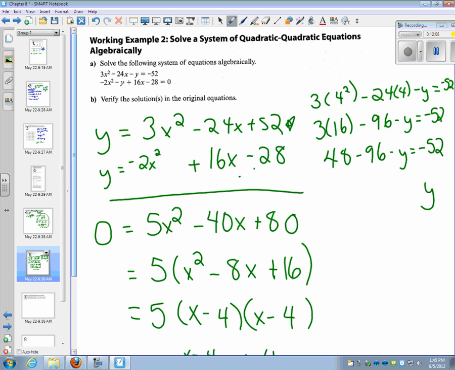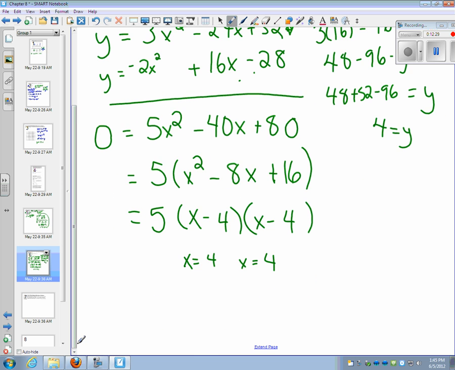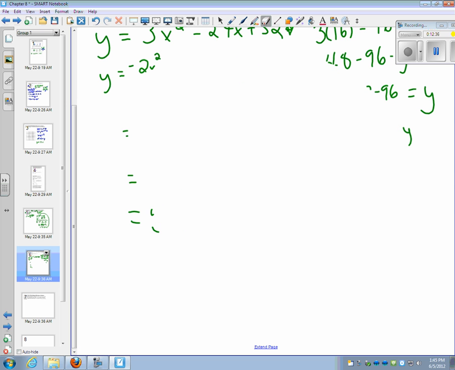Getting y by itself, I get 48 plus 52 minus 96. So 48 and 52 would be 100, minus 96 would be 4. Y equals 4. Okay, so let's double check y equals 4. Let's double check that the point 4, 4 is a solution of both of them.